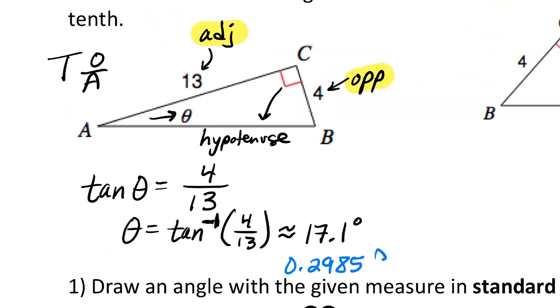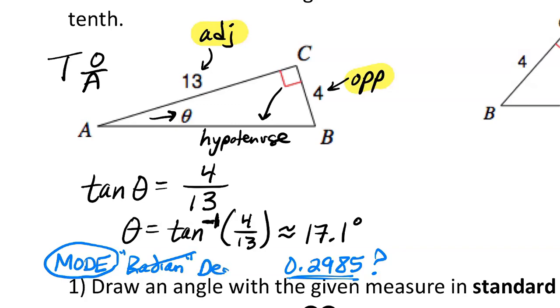Let's say you did this and you got this answer, 0.2985. Where in the world did that come from? That's not the right answer. The problem is on your calculator, the mode is not set to degree mode. So if you click mode, your calculator is probably set on radian mode, which we'll actually talk about later in this lesson. You shouldn't be set in radian, it should be set in degree mode. And then you would get the correct answer in terms of degrees.